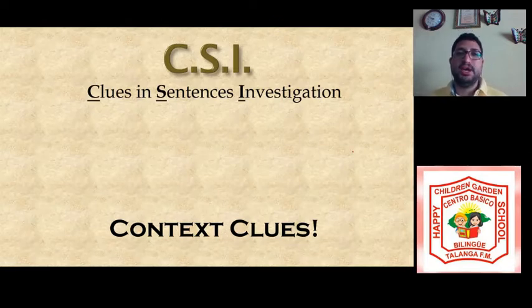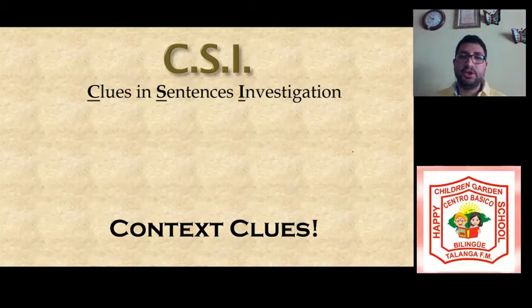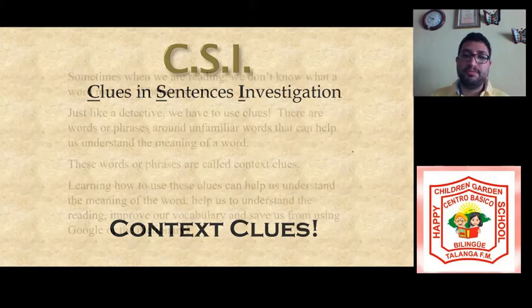Today, we are going to see a new topic, one we haven't seen in class, and that is context clues. Context clues are clues in the sentence that help us find the meaning of a word that we don't know. So, we're going to be reading around the word.